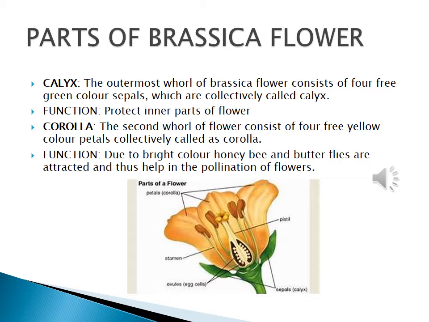So students, the number one part is calyx. Calyx is also called sepals. It is green in color. Number 2, corolla. Corolla is also called petals. It consists of four yellow petals. Different flowers have different colors of petals. The function of the corolla is that, due to its bright color, it attracts insects like honeybees, butterflies and others. It helps in the process of pollination.